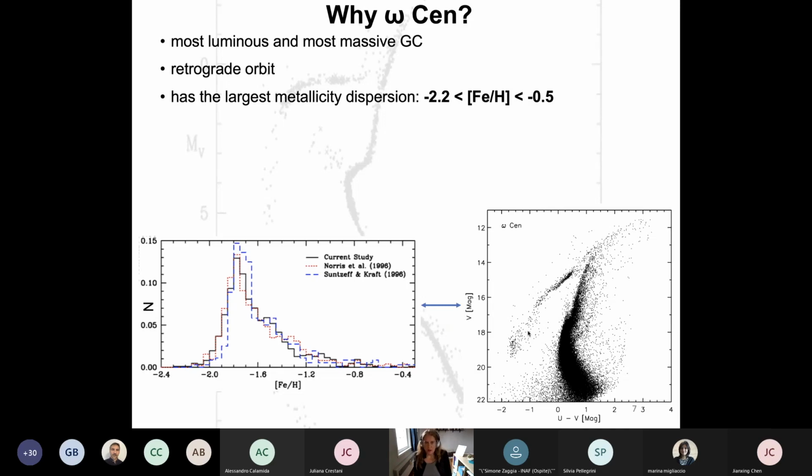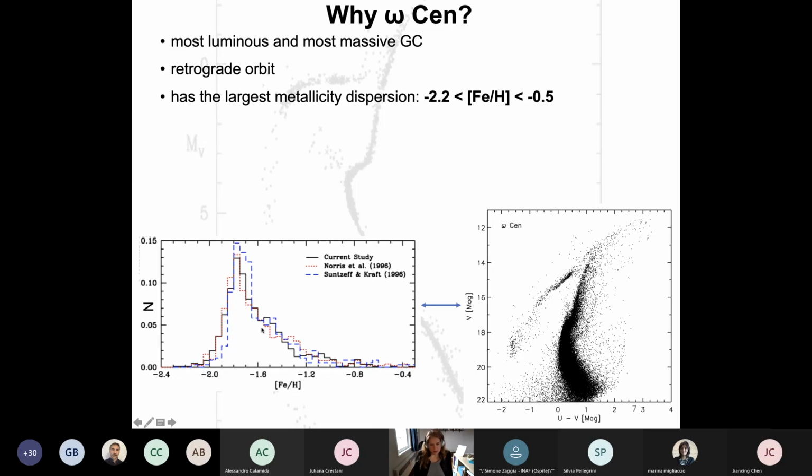And I was fascinated by this object because it's the most massive and most luminous cluster of the Milky Way. It's different because it has a retrograde orbit in the galaxy in comparison to most of the other clusters. And also it is one of the few that shows a dispersion of the stars in the iron abundance. It's more than 1 dex, as you can see from the spectroscopic metallicity distribution, which comes from spectroscopic observation. Sorry, it's quite an old plot.